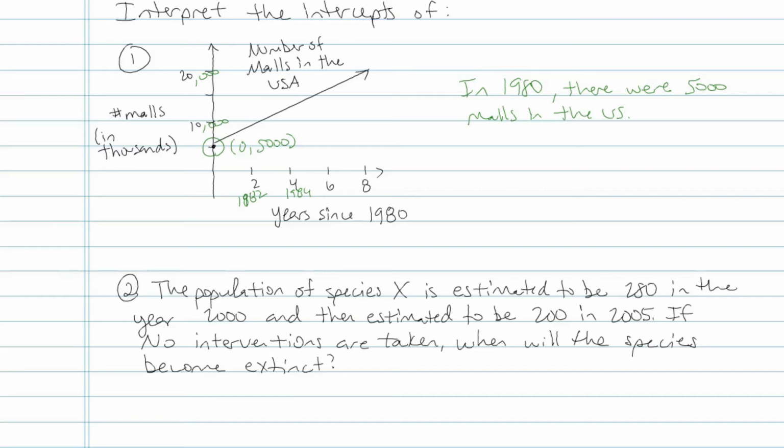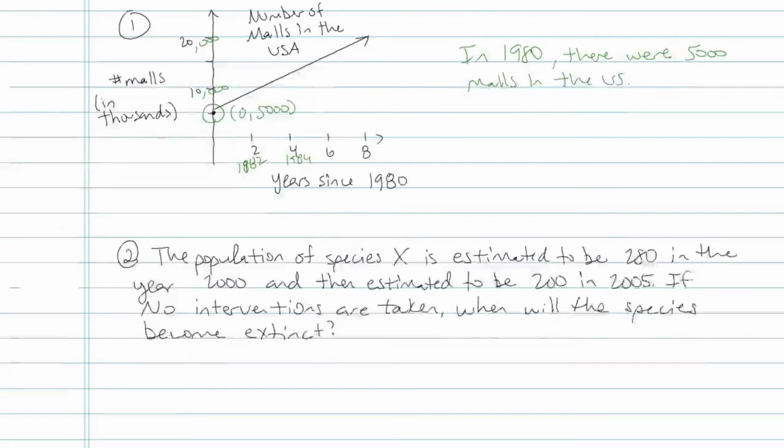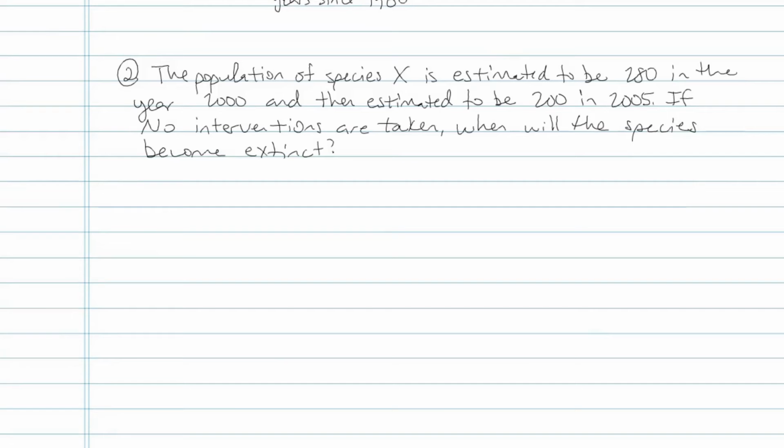This is one that I think is a little more important. Again, I made this one up, but this is something that naturalists really do. The population of species X is estimated to be 280 in the year 2000, and then estimated to be 200 in 2005. If no interventions are taken, when will the species become extinct? I think this is a really interesting problem because this is something that is pretty realistic. Like, when is this population going to run out if we don't do anything about it? It doesn't ask you to make a graph, but if you're a visual learner like me, it might help you to sketch what this looks like visually.